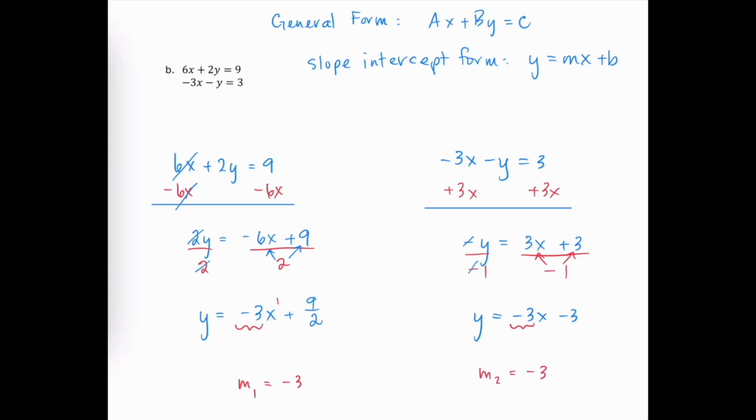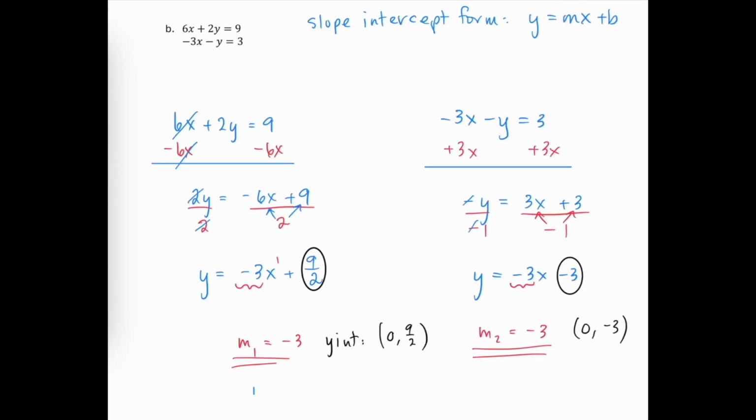Since the slopes are the same, we do need to make mention of the fact that the y-intercepts are different to ensure that our lines are not the same line or not coinciding lines. So the y-intercept of the first line is the b value, or 9/2. The y-intercept of the second line is going to be (0, negative 3). So now we can say yes, the two lines are parallel.